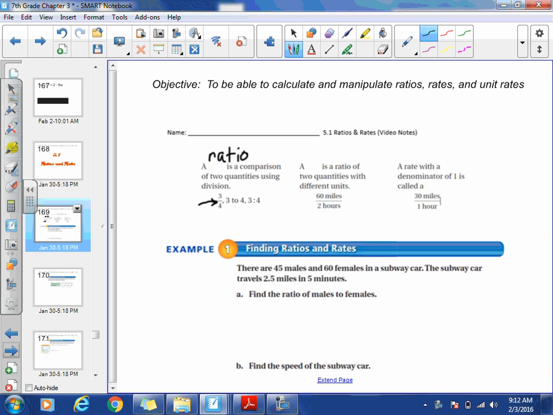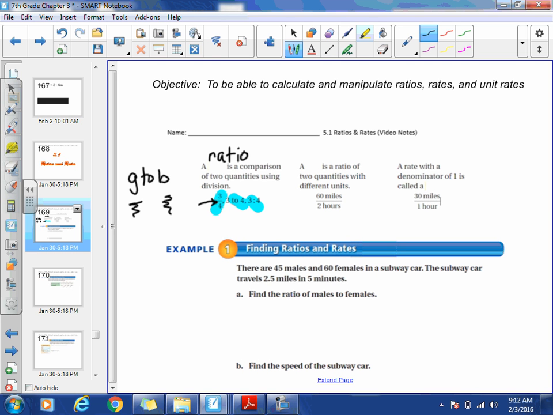So there are three ways to write a ratio, and the three different ways are listed right here. Important things to remember with the ratio: order is important. So if somebody asks you for the ratio of girls to boys in the classroom, then the first number has to represent girls and the second number has to represent boys. A ratio should always be written in simplest form, so that's one other thing to remember.